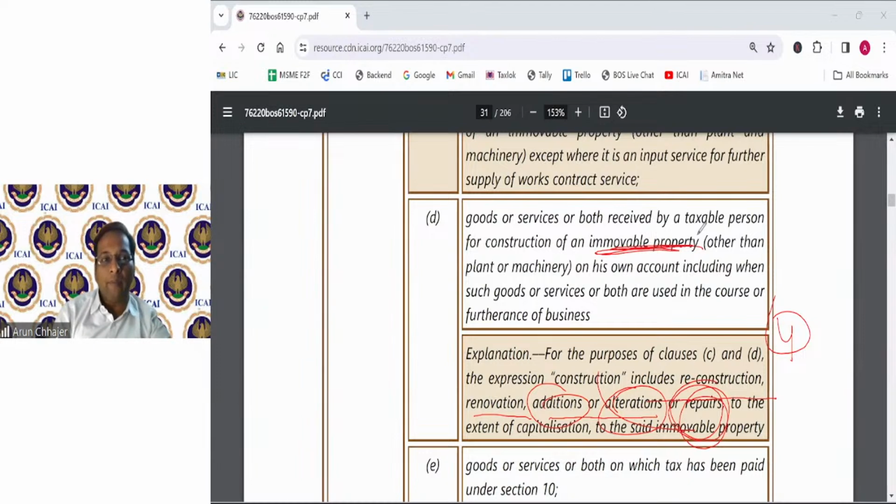Let's say the property is movable. You have incurred the expenditure, debited to the balance sheet. You have not debited it to the profit and loss account, but that is not on immovable property. Again, I can say ITC is allowed. Is that clear to all?